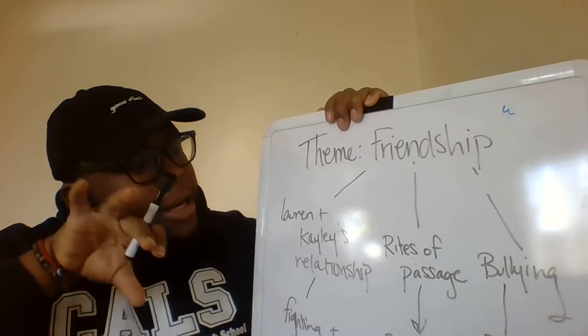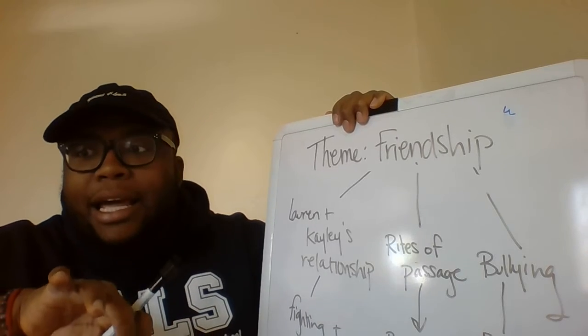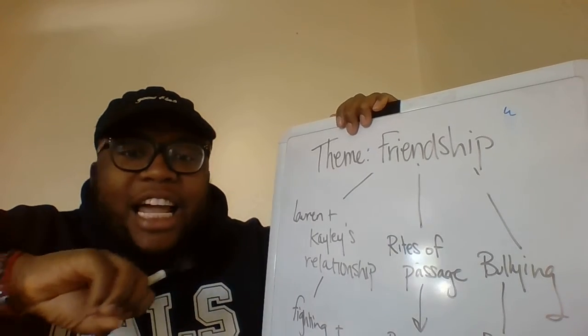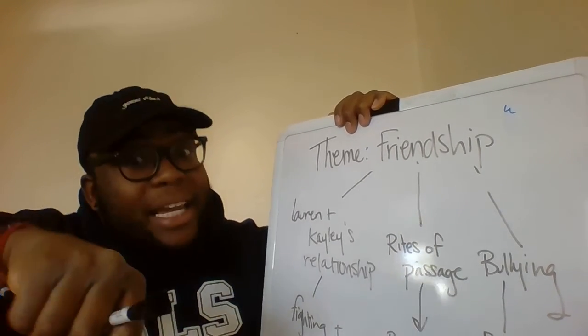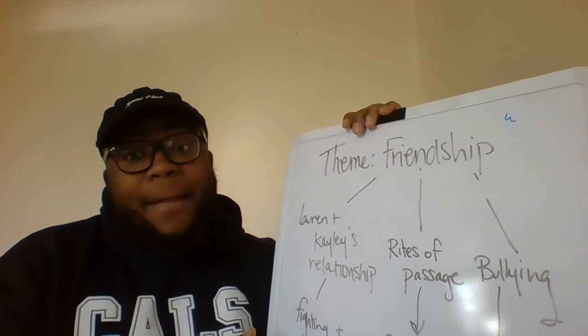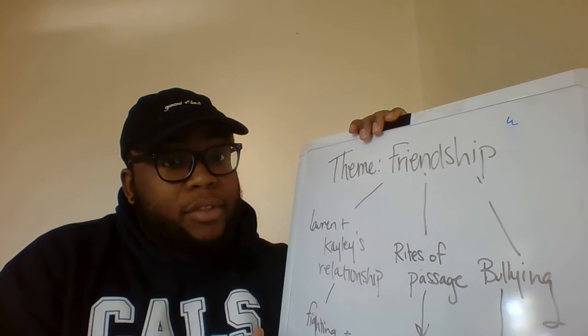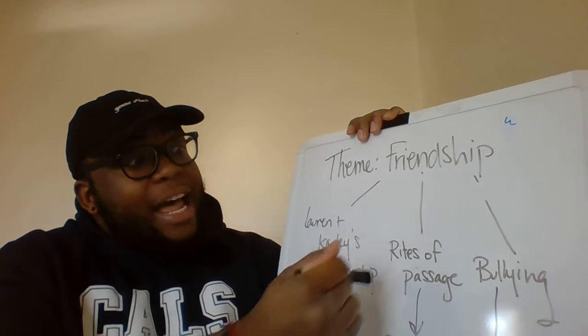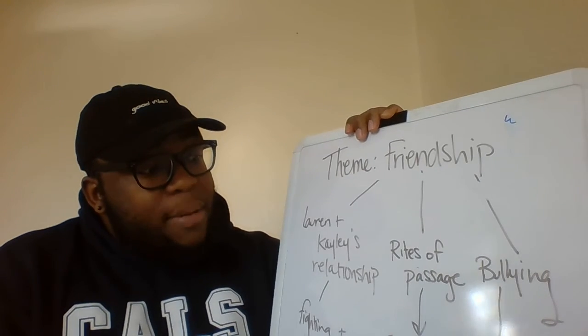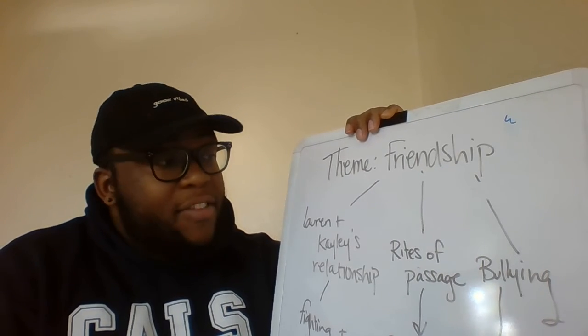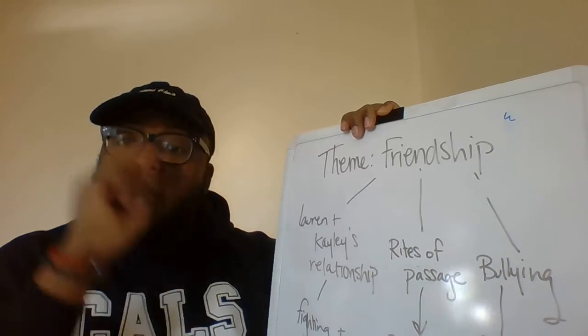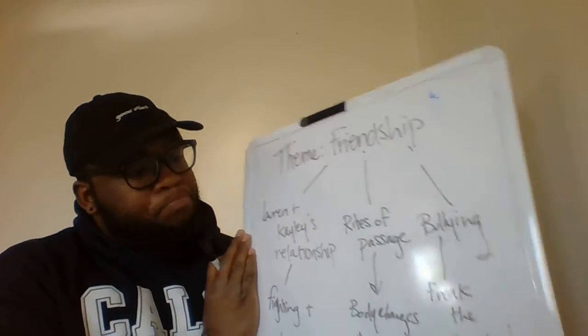And I think that's exactly what happened between Lauren and Kaylee. They were beefing, they were upset at each other, they were not happy with each other's comments, but they found a way to bring it back together, right? And then we have rites of passage, which talks about body changes and puberty, the changes that they've experienced, and then bullying.